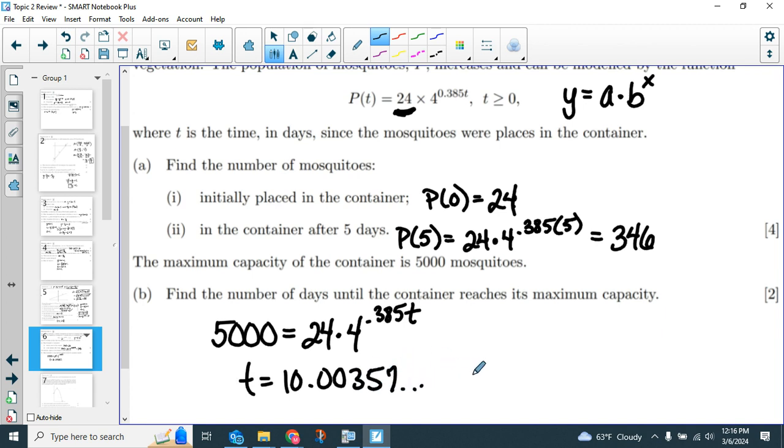So t is equal to 10.00357. Of course, that rounded to 3 significant figures is what? Yeah. Again, I have a feeling they did that on purpose, right? So that 3 sig figs just takes you to a nice whole number, so you didn't have to worry about it.